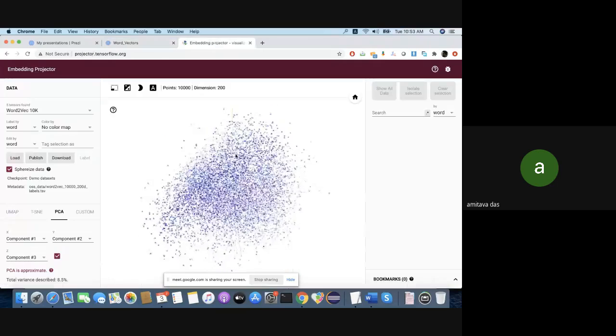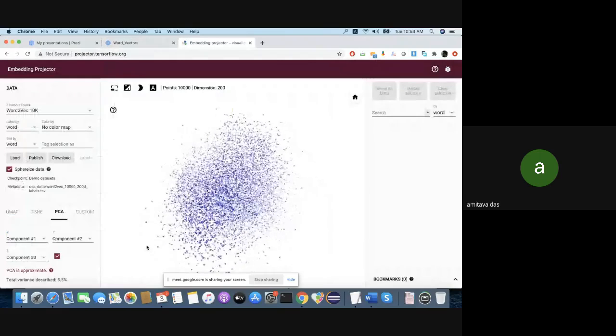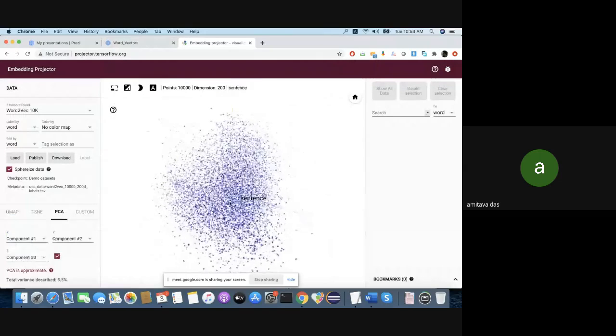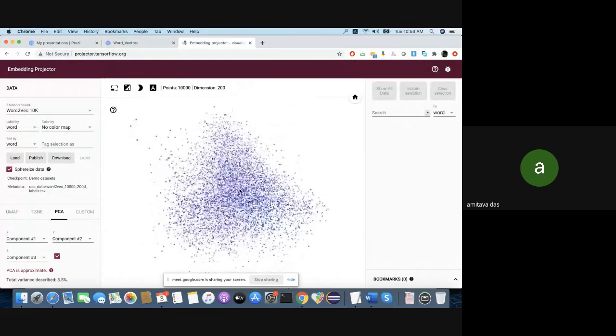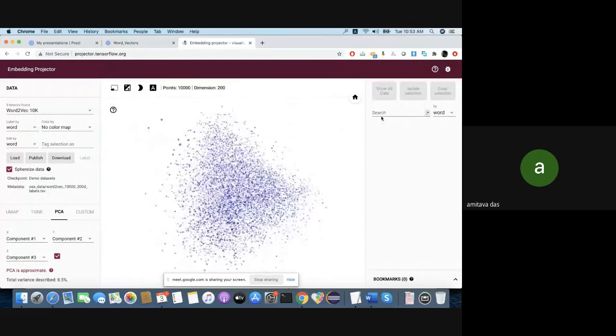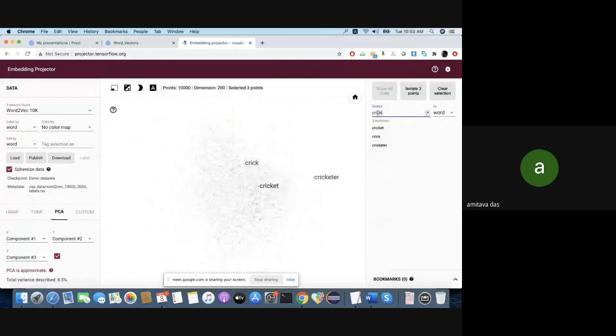See, this is word2vec in a vector space in a squeezed format. You can see a lot of words are co-occurring, which actually have similar meaning. So let's say I just search cricket. If I search cricket, cricket and cricketer are coming together. Any other word coming to somebody's mind?